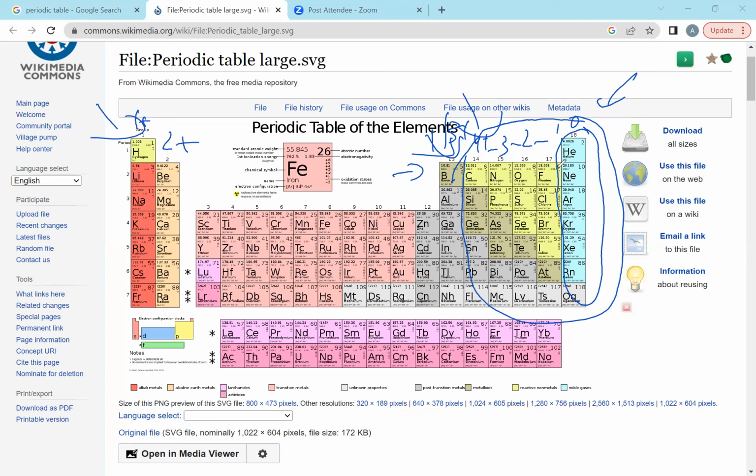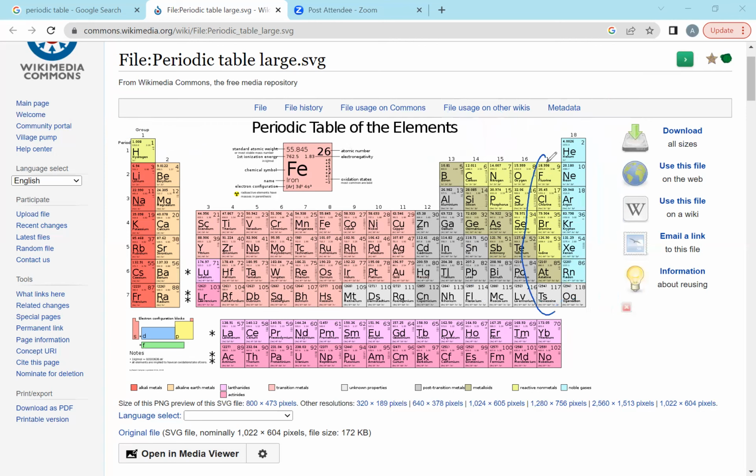Yeah, and this column, actually, let me clear it out. This column is known as halogens. They're always going to be present as diatomic, right? Such as if there's fluorine, it's going to be F2. If there's chlorine, it's going to be Cl2, right?